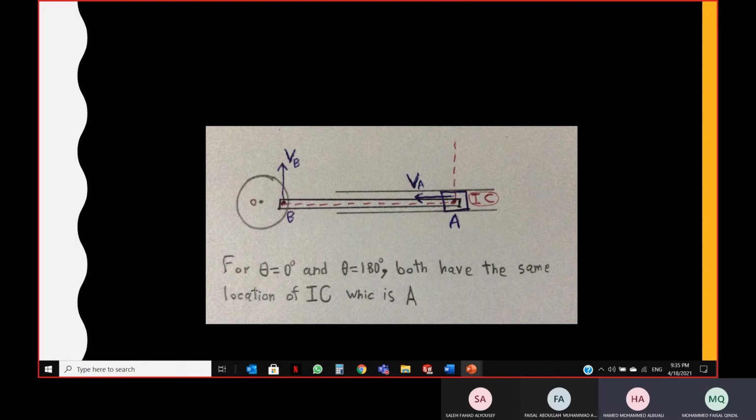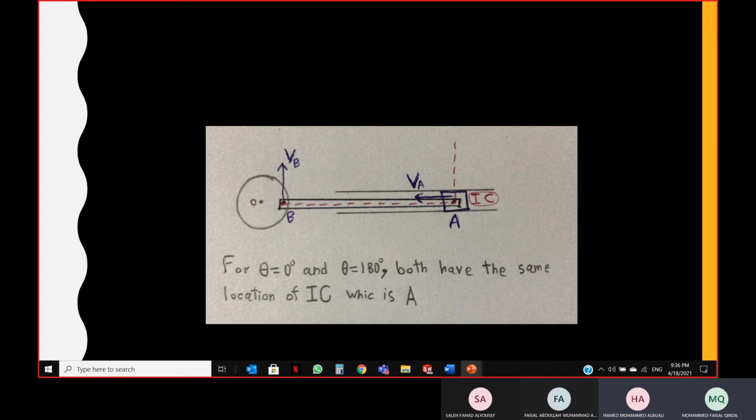Bismillah, assalamu alaikum. It's me, Hamad Al-Buali. I will talk about four special angles in the slider crank. First, I will talk about the angles 0 and 180. For both cases, they have the same velocity and angular velocity. So when we draw a perpendicular line to VB and VA, they will intersect at point A, and RA equals 0. So we can say that VB goes to infinity. So in this special case, we cannot use the instantaneous center to solve the problem.